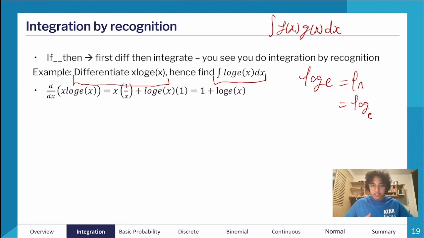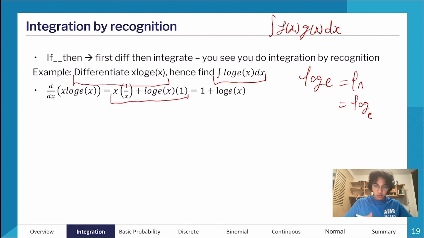Okay, so we're going to take the derivative of x log e of x. I'm going to give everyone a couple seconds to type in chat quickly what rule they think is being used here. If you said product rule, you would be correct. Since these are two functions being multiplied by each other and we're taking the derivative, we want to use product rule.